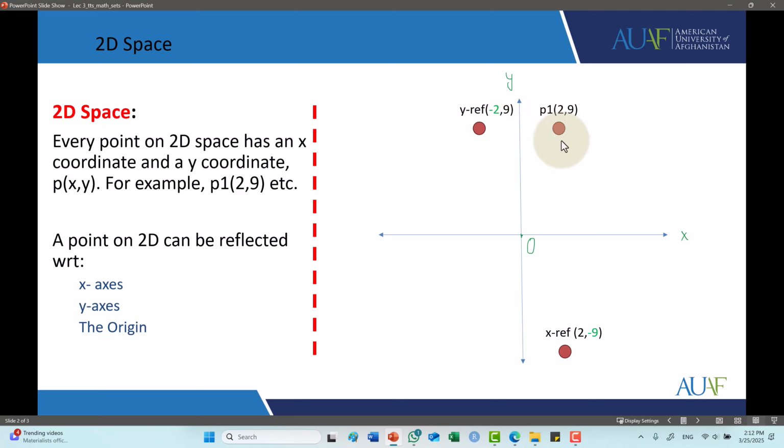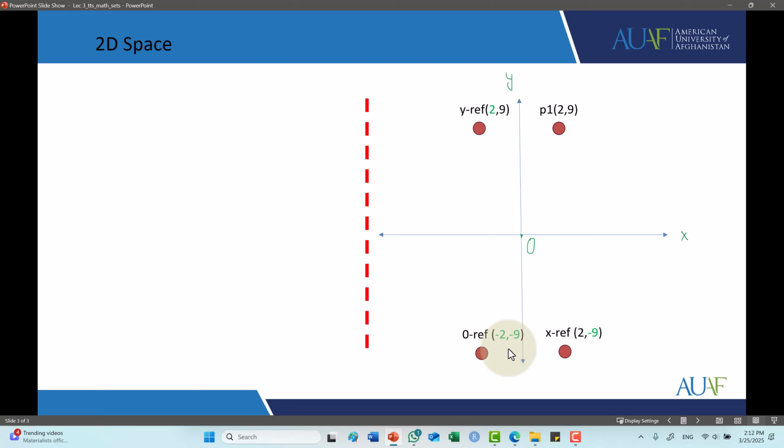And finally, we can find the reflection of this point with respect to the origin. In that case, the origin would act like a mirror, and then the reflection would be minus 2, minus 9. If you look at this point and at that point, they have the same distance from the origin. Therefore, this is the O reflection, or the reflection of the point P1 with respect to the origin.